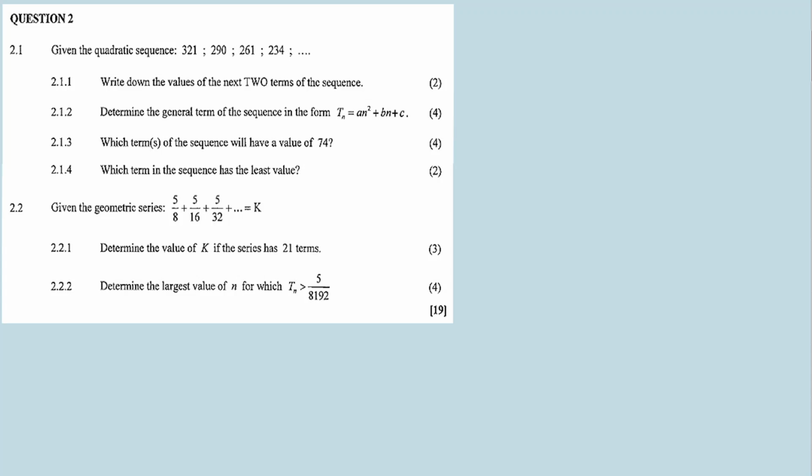Question 2, sikhuluma ngama-number patterns, the geometric sequence as well as the quadratic sequence as well as the geometric series.